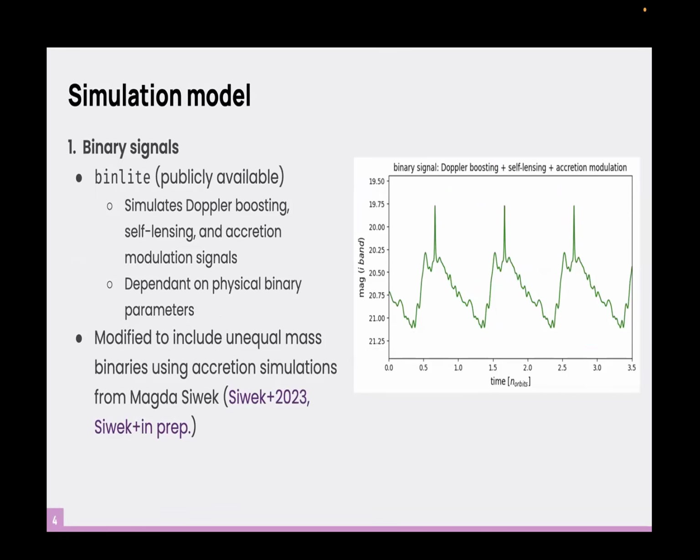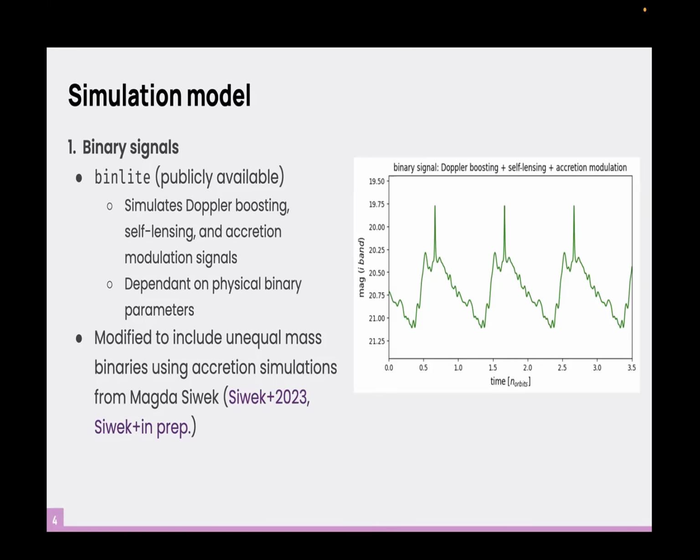So in order to develop the simulation model, we first inject these periodic binary signals. And to do that, we use the BinLite code package, which simulates all three of those signals using the physical binary parameters like total mass, eccentricity, period, etc. It's originally designed just for equal mass binary systems. So we have worked with some of the hydrodynamical simulations that Magnus Hewitt has produced and incorporated those into the BinLite framework so that we can model both equal mass and unequal mass systems.